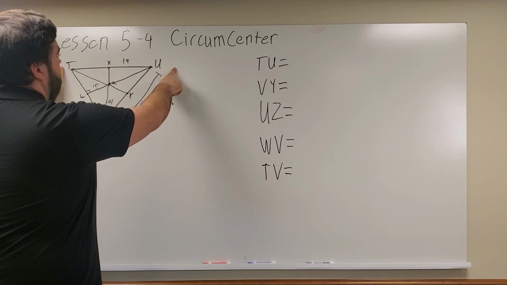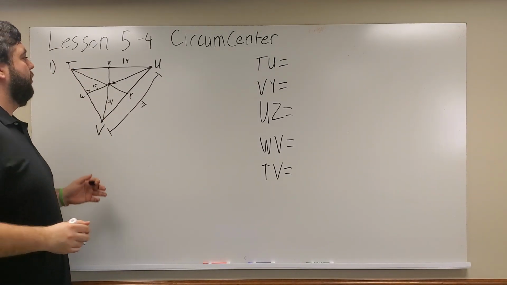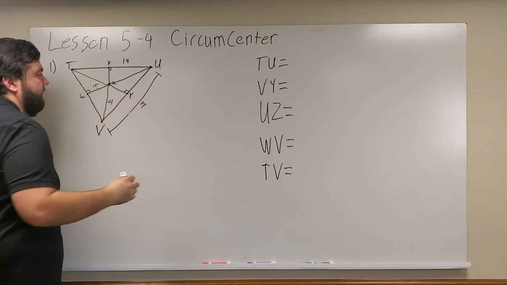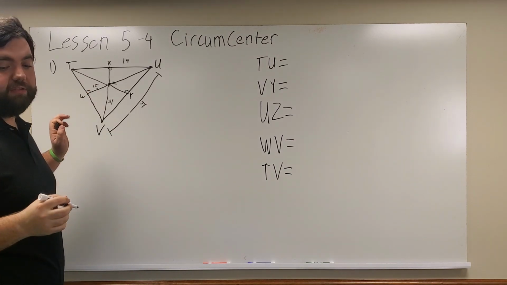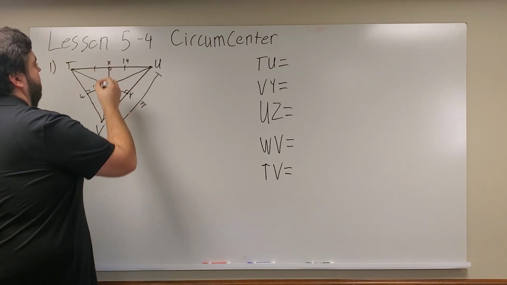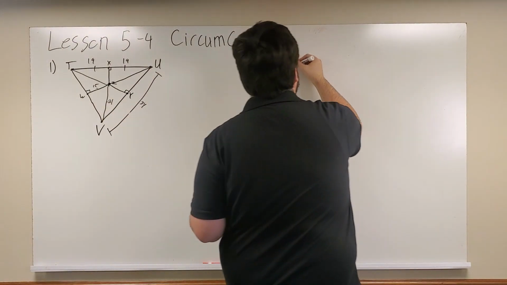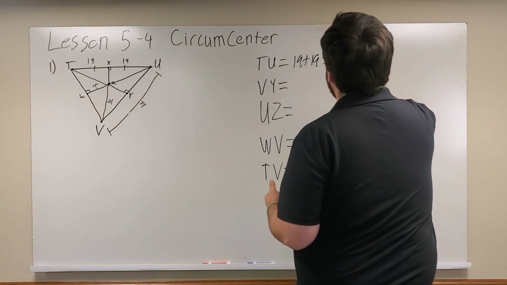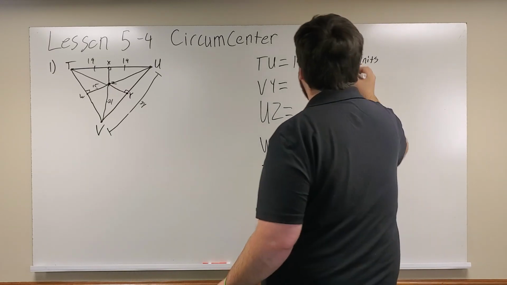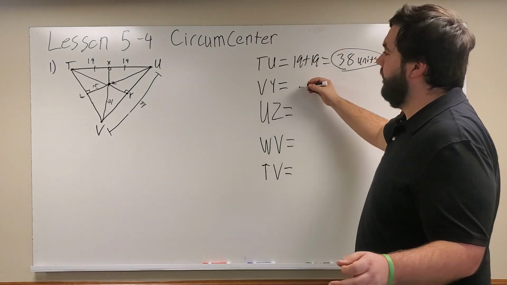So, TU. What do we know about X? Well, we know it's going to be our midpoint, right? Because this is a perpendicular bisector. It has to be for Z to be the circumcenter, which it says it is. So if this is 19, this also has to be 19. So we're just going to add 19 and 19 together, which equals 38 units. So TU knocks right off the board, no problem.